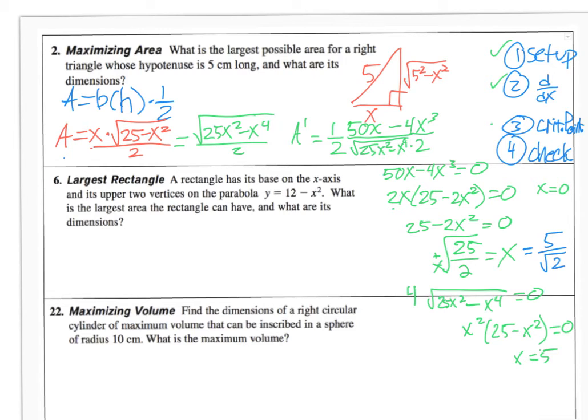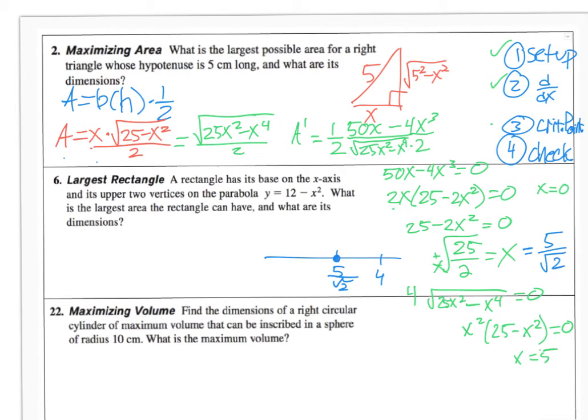5 over the square root of 2 I know is going to be less than 4. So I might try 4. I can't try 5 because that's going to break this thing. But if I try 4, I'm going to go in here. So 5 over the square root of 2. So we have a 0 there.